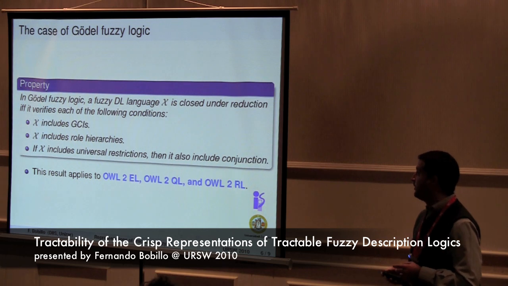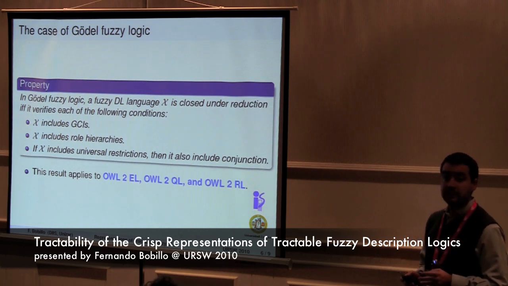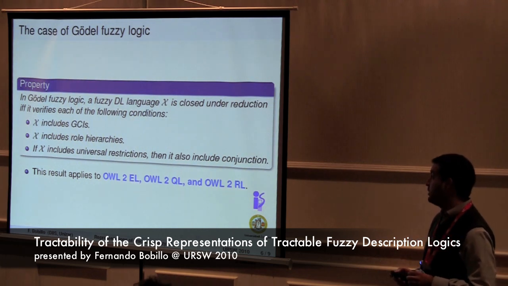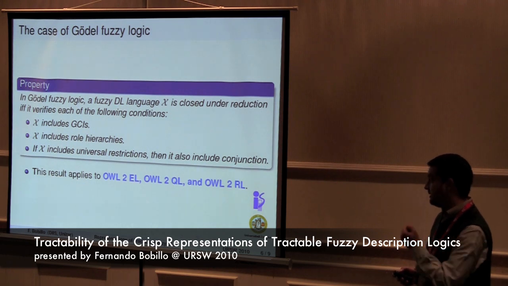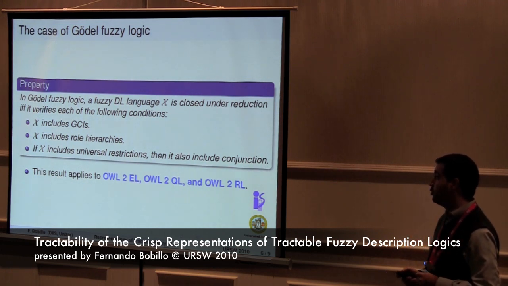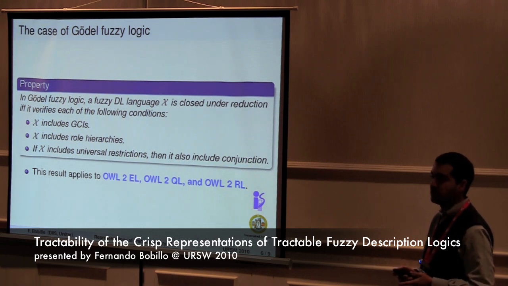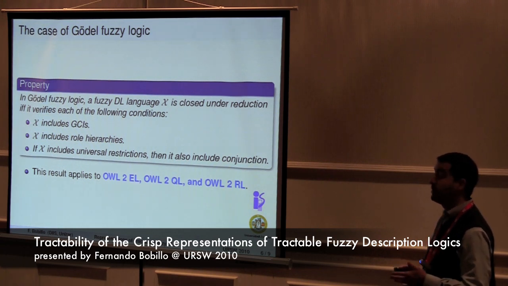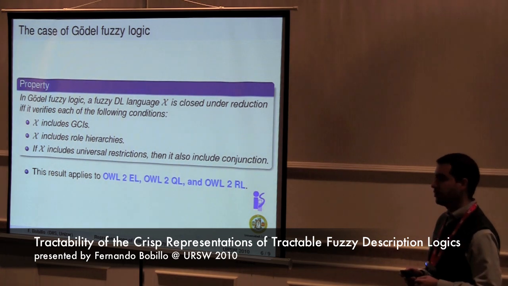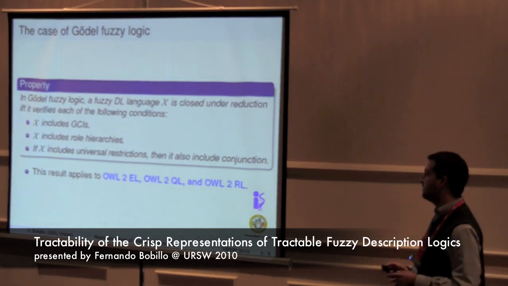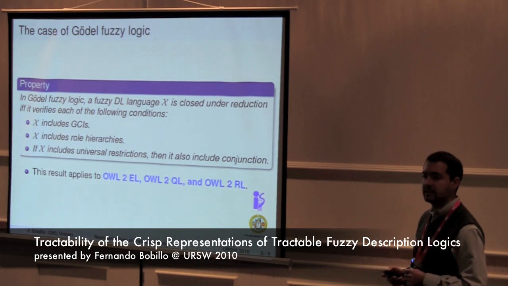The case of Gödel fuzzy logic is a little bit more complicated because now we have to say that if the language includes universal restrictions, then it also includes conjunction, because in the reduction of this universal restriction, we introduce conjunctions. And again, this result applies to the three profiles.